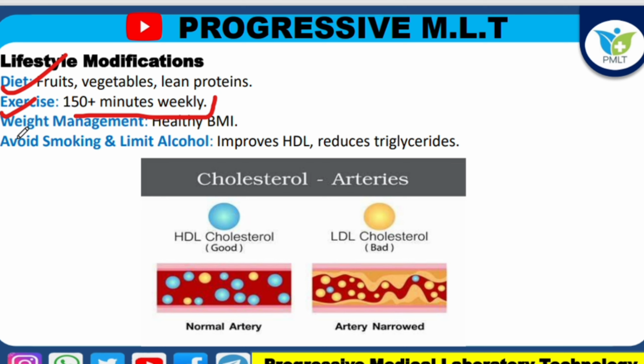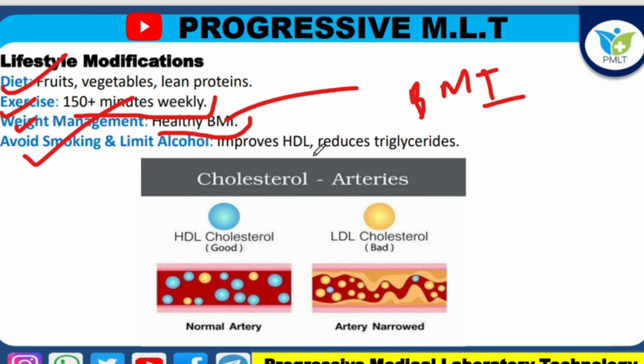After that, weight management. Weight management means you have to maintain your weight properly. What do you mean by BMI? That is basal metabolic index, M for metabolic, I for index. After that, avoid smoking and limit alcohol. If you consume too much alcohol, that is also bad for your health. It can accumulate and increase your fatty liver. Understand? So that's all about lifestyle modification.